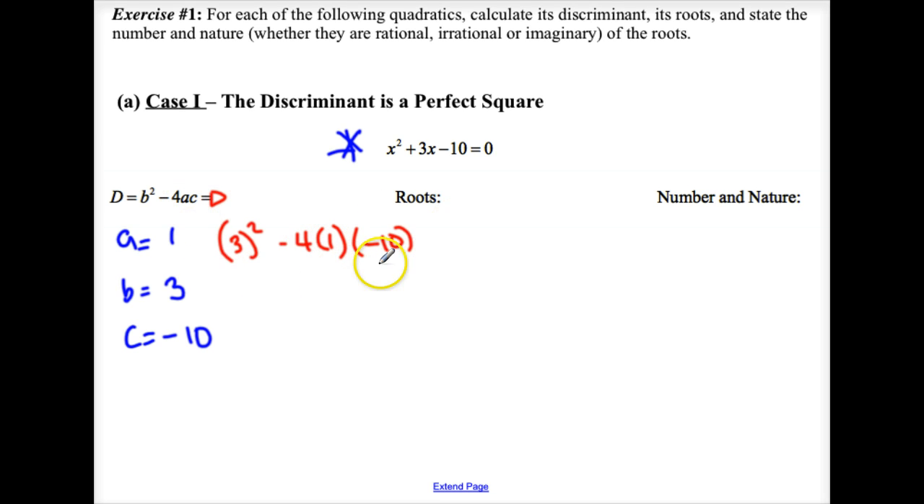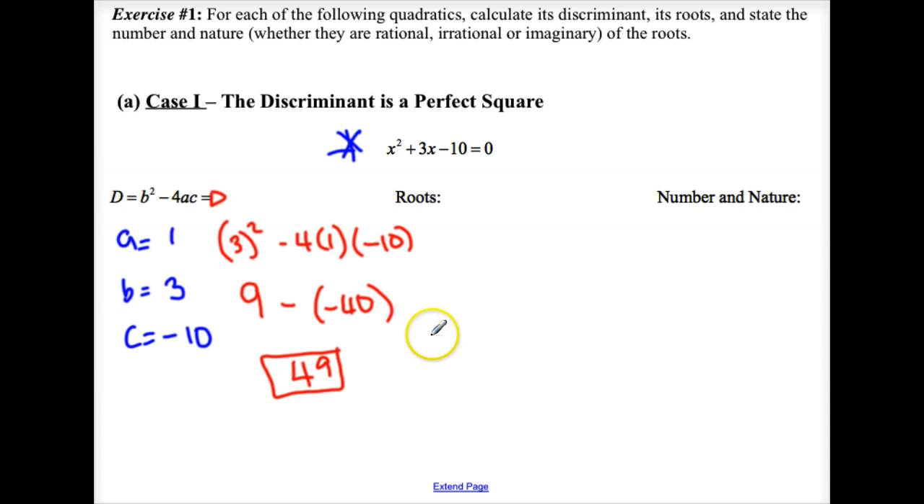If I put this in the calculator by itself, you can get an answer, but let's work it out. 3 squared I know is 9. Take away 4 times 1, which is 4, and 4 times -10 is -40. So 9 take away -40 is 49. So my discriminant is 49. What I want to do now is find the roots.